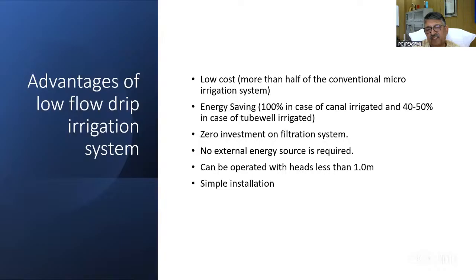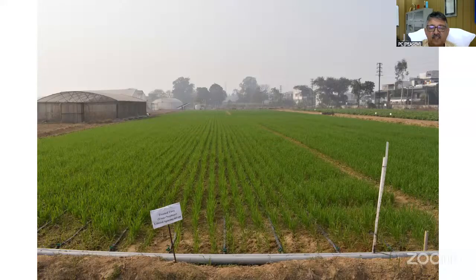Low cost, energy saving, zero investment on filtration system, no external energy sources required, can be operated with heads less than 1 meter, particularly in the canal command areas where around 6 to 7 feet head is available. These systems can be easily integrated into the irrigation systems, and the farmers can have the advantage of micro drip irrigation system. This is the crop of paddy. This is the crop of wheat at PAU on low flow, low pressure drip irrigation system.